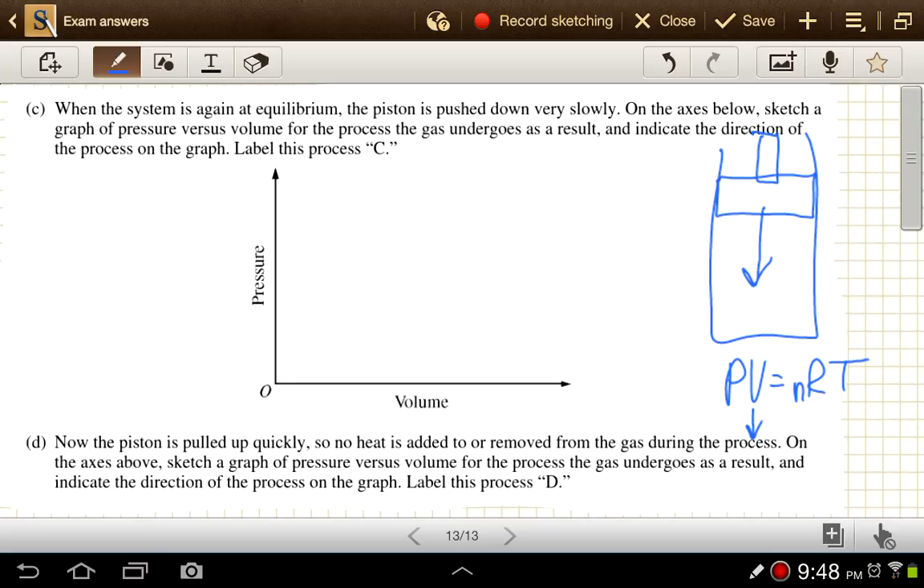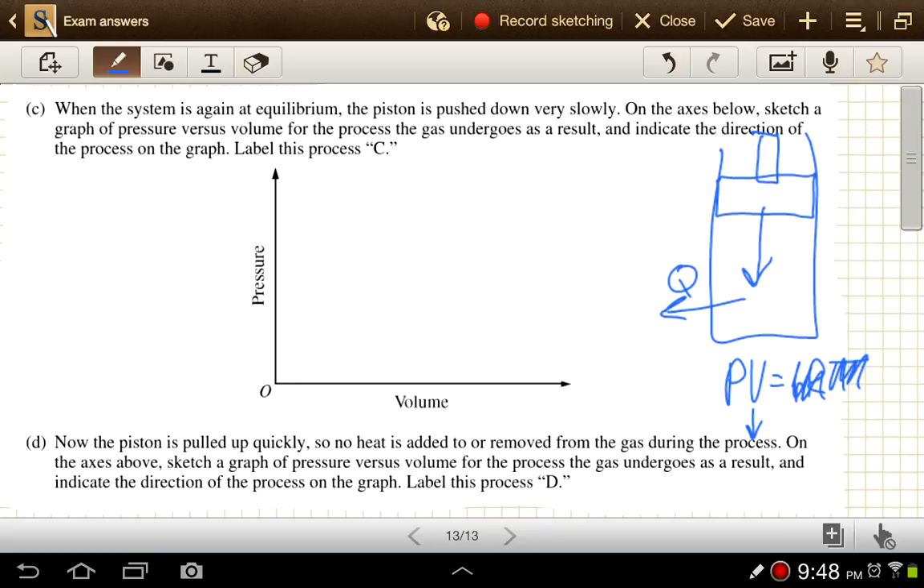But here we say we do it very slowly, so that's enough time so that if we get a little higher temperature in here, we're just going to have collisions between the gases inside and the walls of the container, and that'll have collisions with the gases surrounding this. And so we have heat being transferred out of our container, and it's being transferred at a rate to keep our temperature constant. Okay, so n and R are always constant.